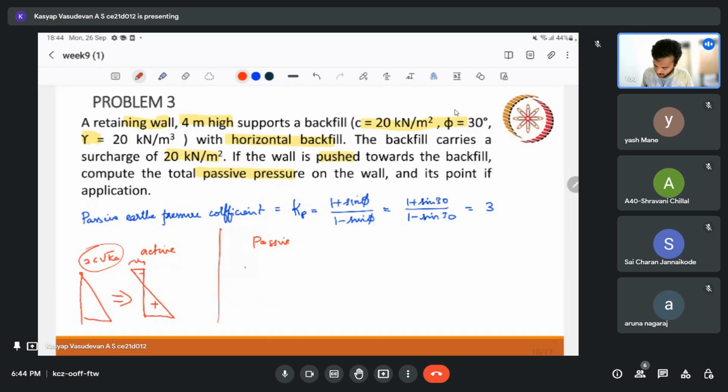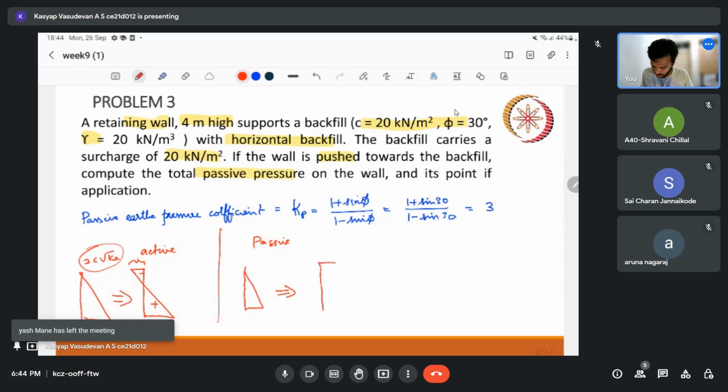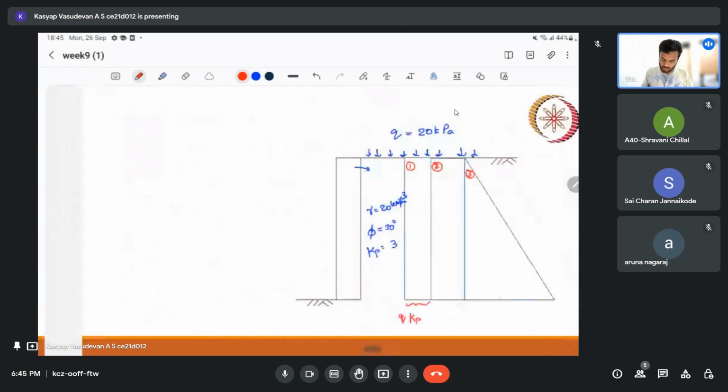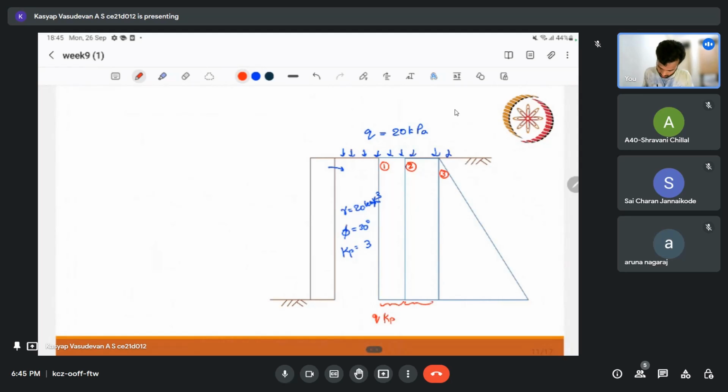But in the passive case, it's the other way. If this was the profile before considering cohesion, after considering cohesion it changes to this. It adds to the lateral pressure by a value of 2c root Kp. So this is the difference. In this case, we will take the second box as 2c root Kp, and as usual, we have Kp gamma h.